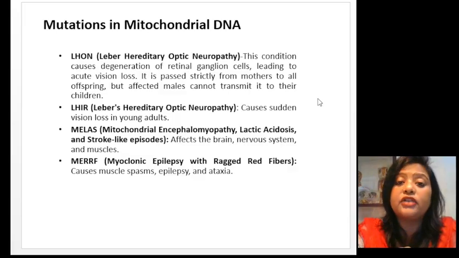Now next is LHON. LHON is Leber's hereditary optic neuropathy. Okay, so it's almost the same if you see the first one and the second one.